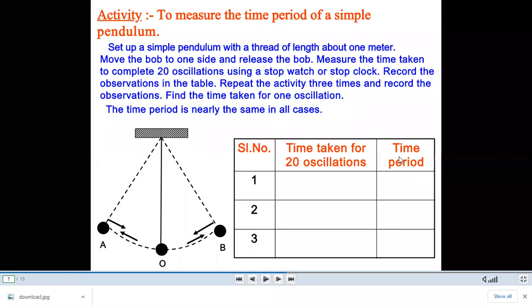You can perform that activity. You can use a simple ball and a thread. You can fix it to the table, and you can use the stopwatch which is easily available in mobile phones. Then take it to a fixed point at one of the extreme positions and release it. Then observe 20 oscillations, and note down the time. Then you will come to know better how we can calculate or measure the time period.